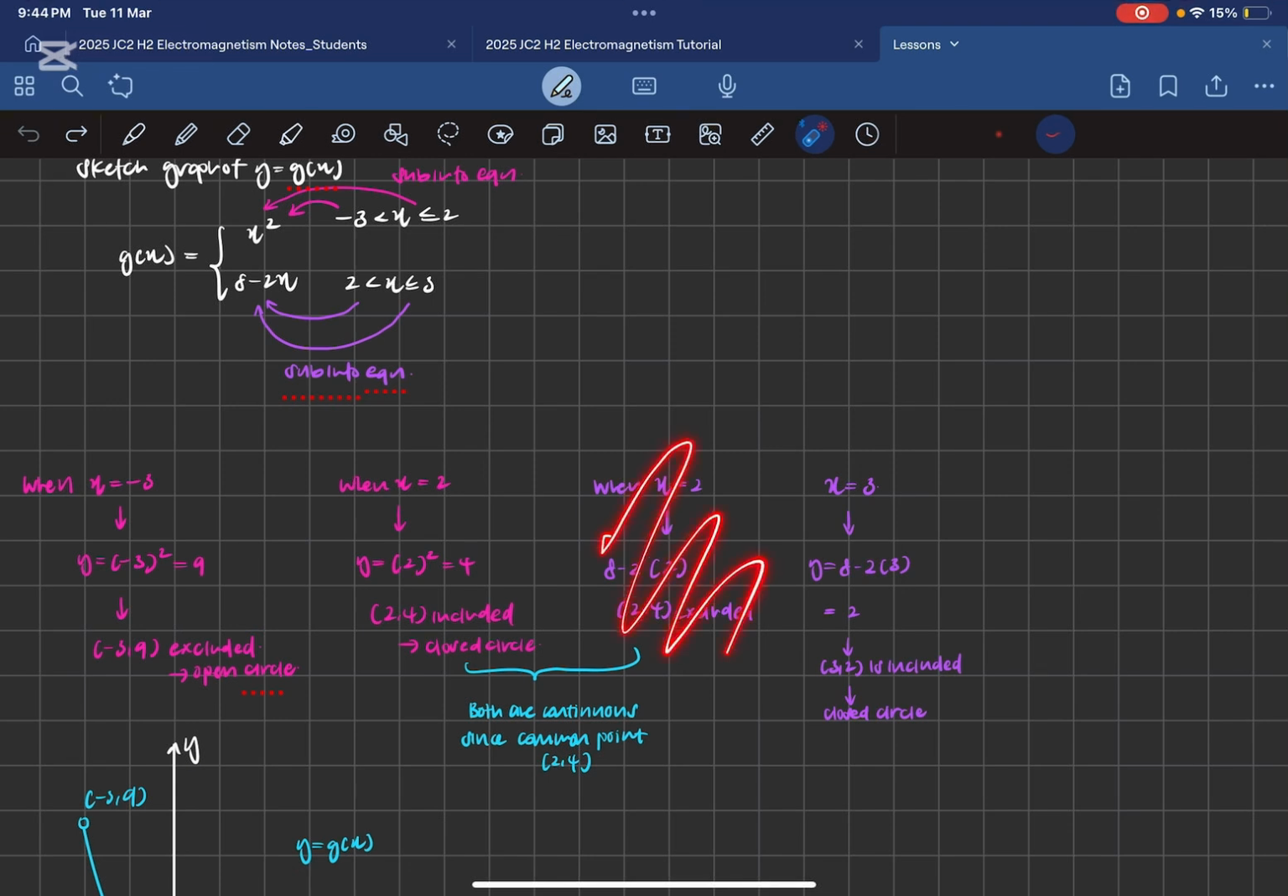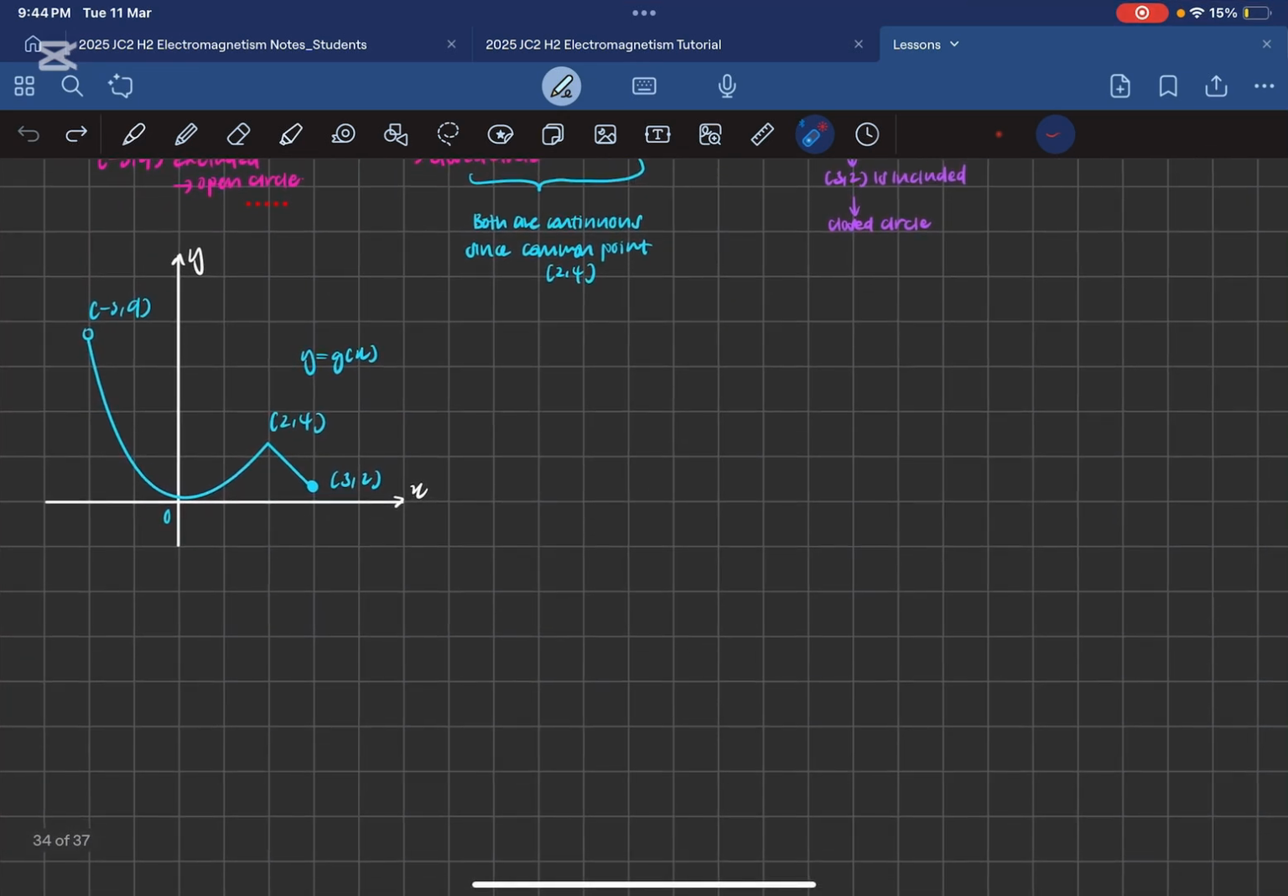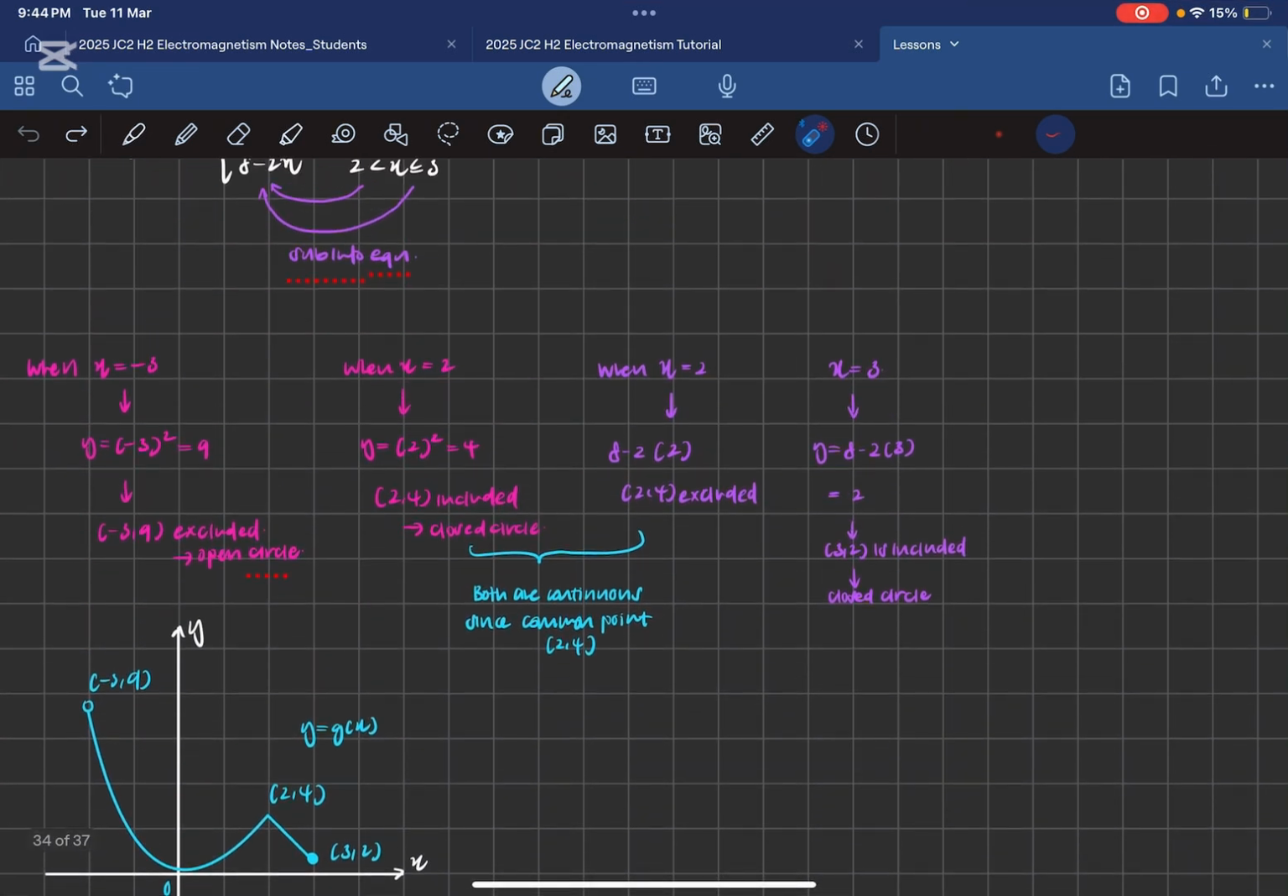This is the try question. Express this piecewise function and also sketch the graph. You can sketch it, then show me in class. You've got 10 minutes to do so. So go do.